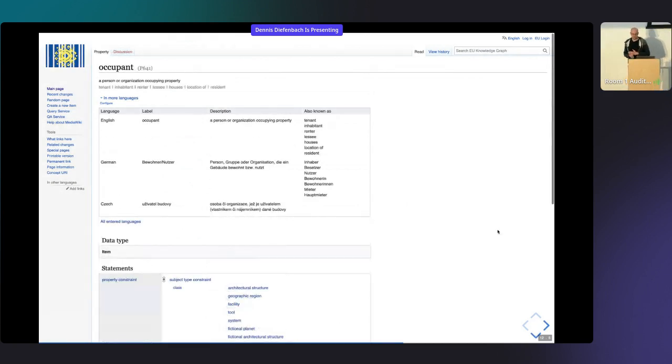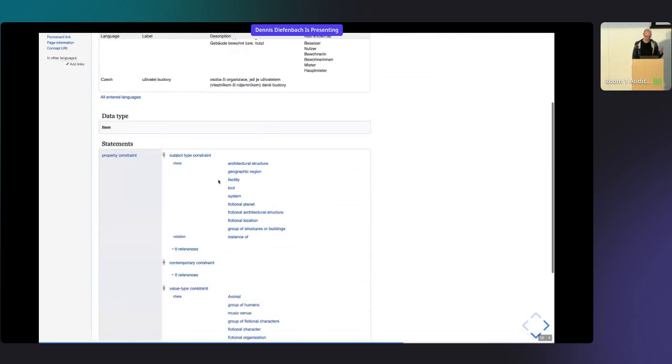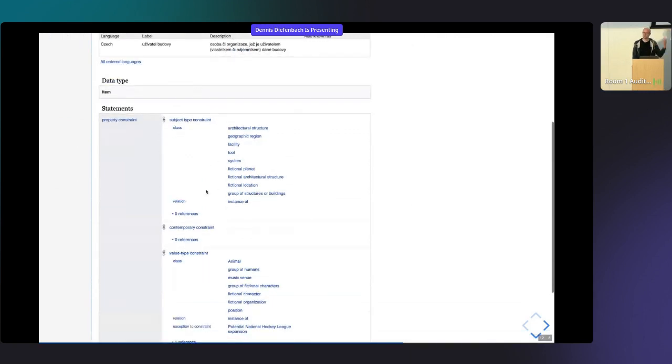The same we do for properties. In this case, we reuse the property occupant. Here it's P6441, in Wikidata it's P466. And we get, for example, property constraints. What should be the domain of this property? What should be the range of this property? And again, we didn't model this data. We got it for free. The community is providing it for us.